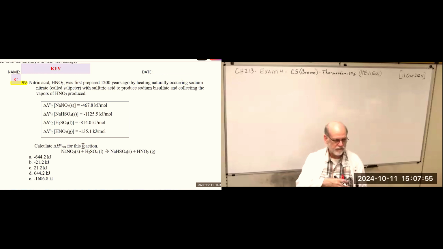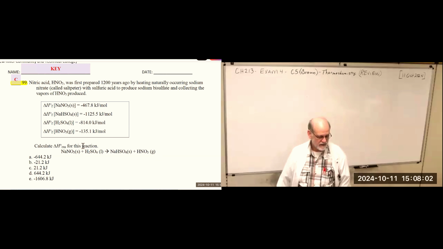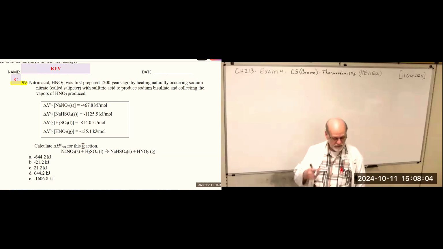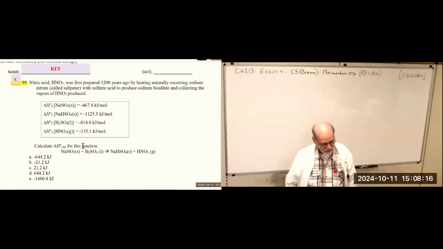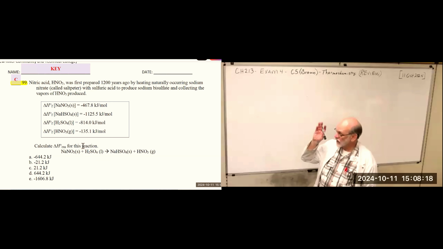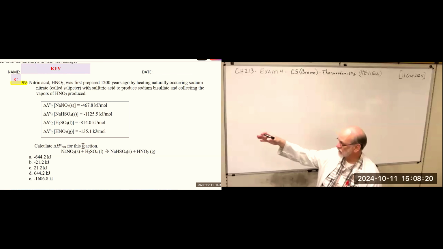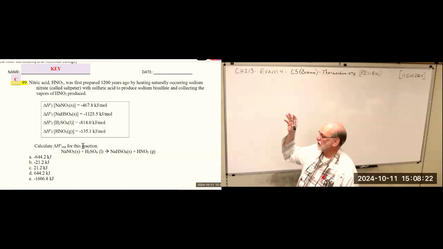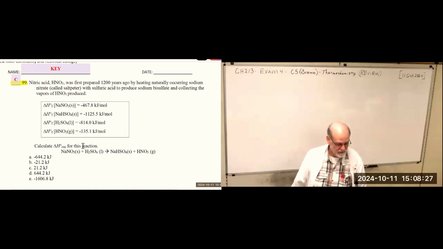Nitric acid. This is all fluff. Nitric acid was prepared 1,200 years ago by heating naturally occurring sodium nitrate, saltpeter, with sulfuric acid to produce sodium bisulfate and collecting the vapors of HNO3. Calculate the delta H reaction for this reaction. All right, we've got 1 mole of each. 1 mole of saltpeter, 1 mole of sulfuric acid yields 1 mole of sodium bisulfate and 1 mole of HNO3.